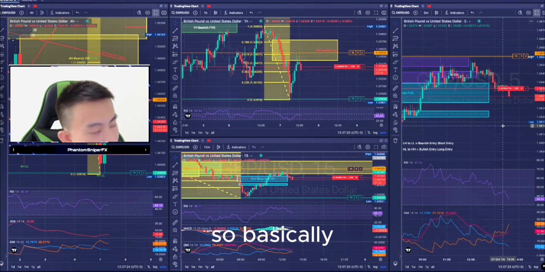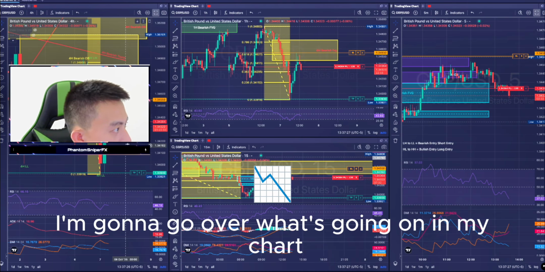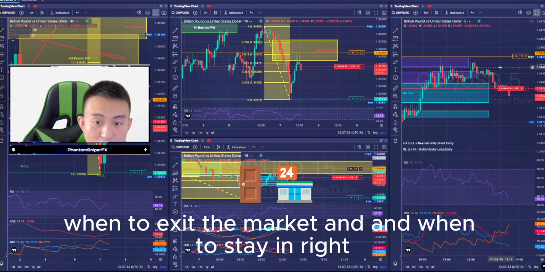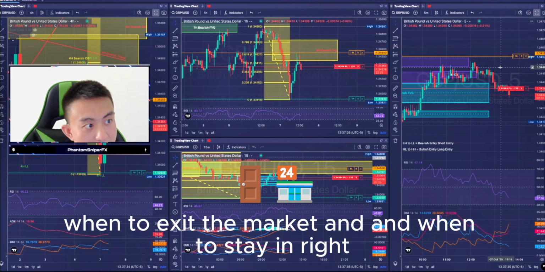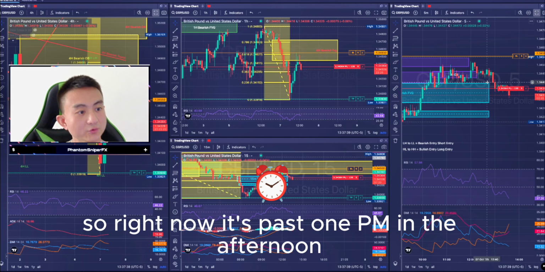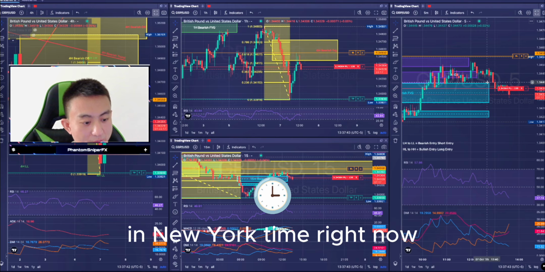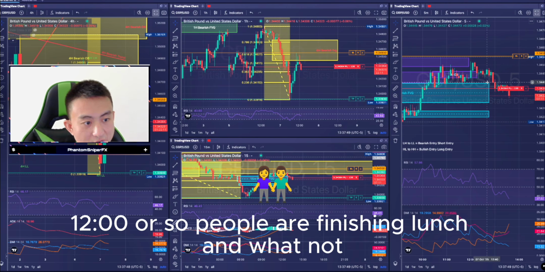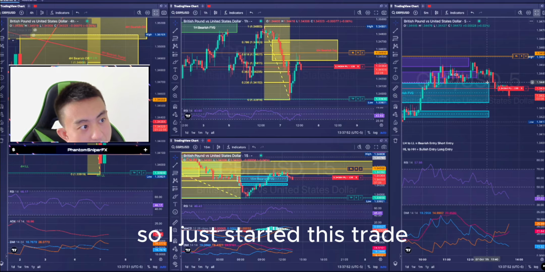So basically I'm gonna go over what's going on in my chart right now so you guys get an understanding about when to exit the market and when to stay in, right? So right now it's past 1 p.m. in the afternoon. In New York time right now, I'm pretty sure it's about 12 o'clock or so. People are finishing lunch and whatnot. So I just started this trade.